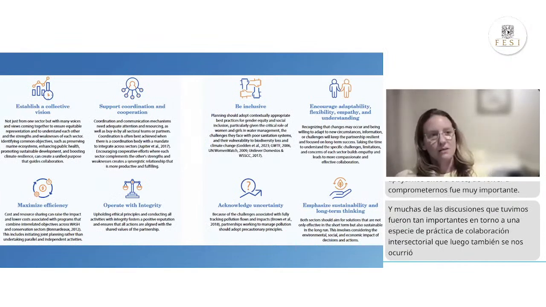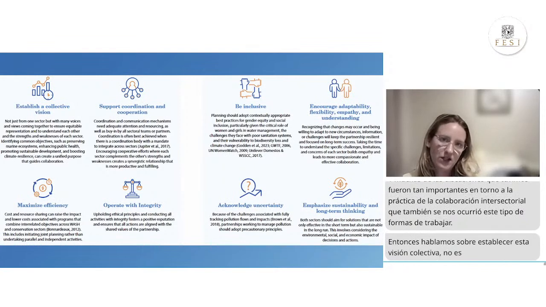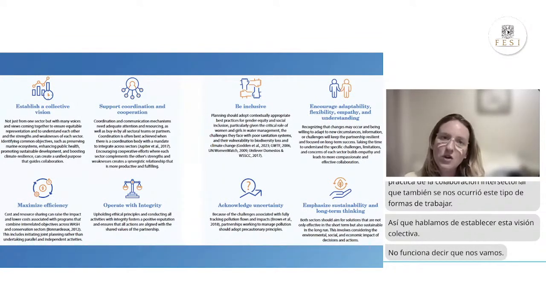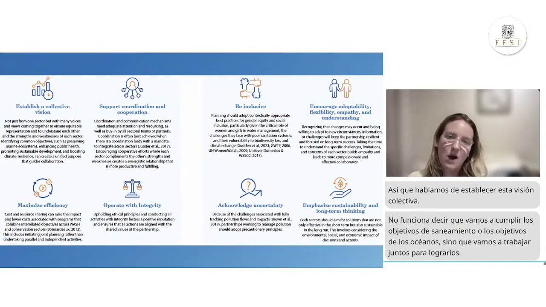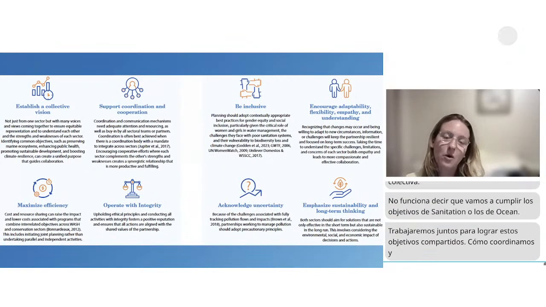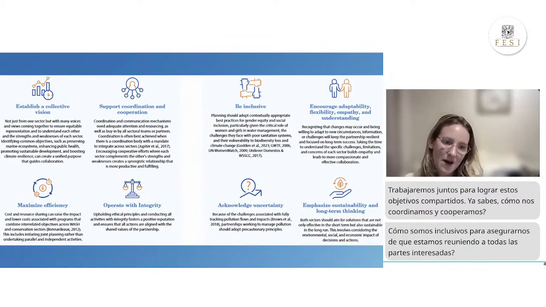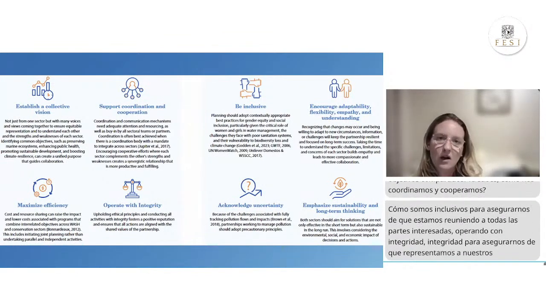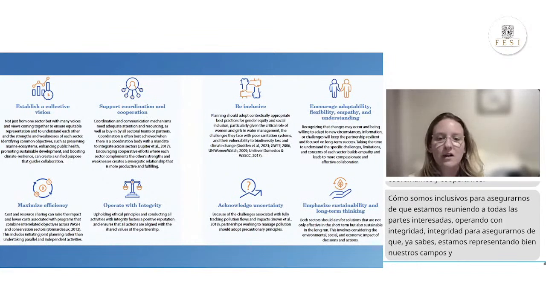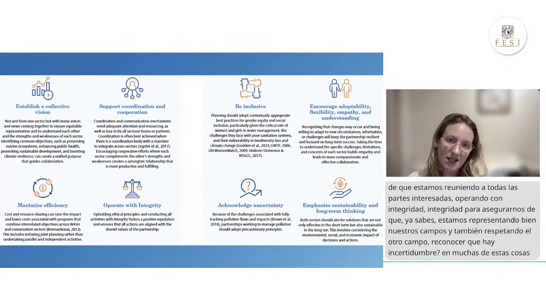So we talked about establishing this collective vision. It's not working to say we're going to meet sanitation's goals or ocean's goals. It's going to be we're going to work together to achieve these shared goals. How do we coordinate and cooperate? How are we inclusive to make sure that we're bringing all of the stakeholders to the table? Operating with integrity to make sure that we are representing our fields well, and also respecting the other field. Acknowledge that there's uncertainty in a lot of these things, and you have to move forward together.